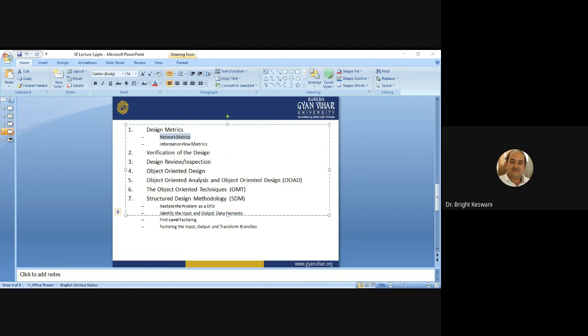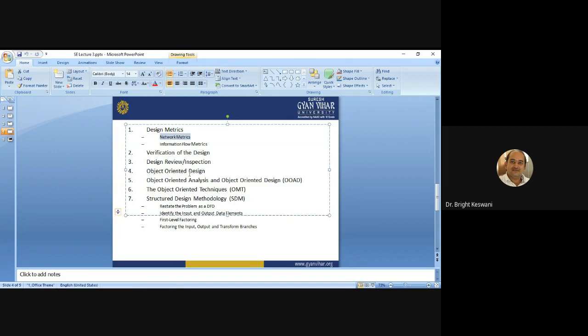The first matrix, that is network matrix, is for design and focuses on the structure chart. Structure chart is a designing tool. It focuses on the structure chart and defines the complexity of the structure. What is complexity? Complexity means the number of nodes in the structure chart minus the actually needed nodes. That is the impurity, the complexity.